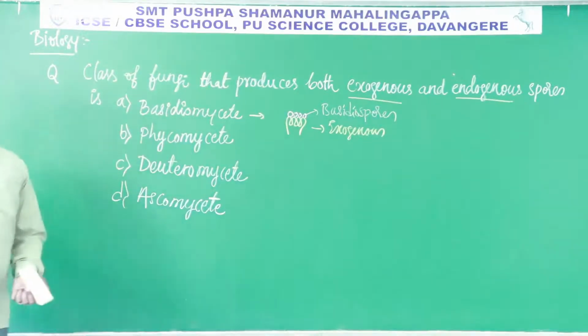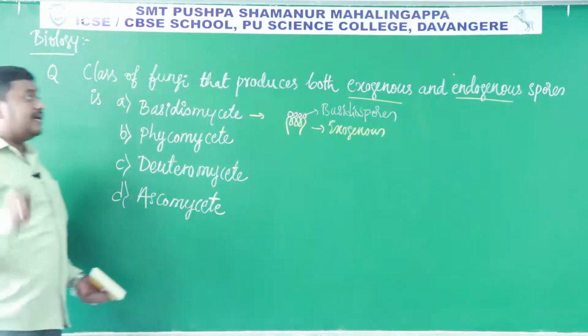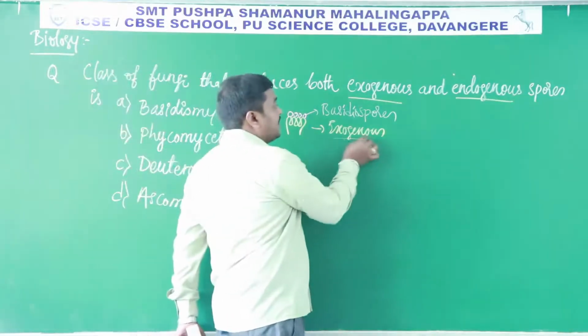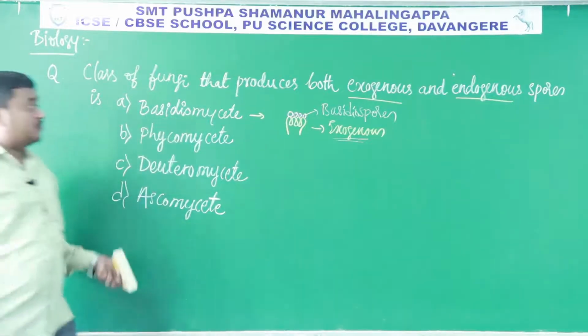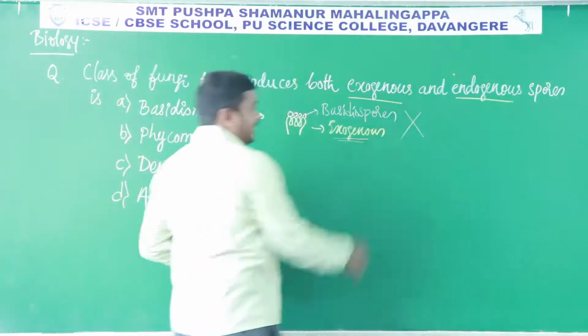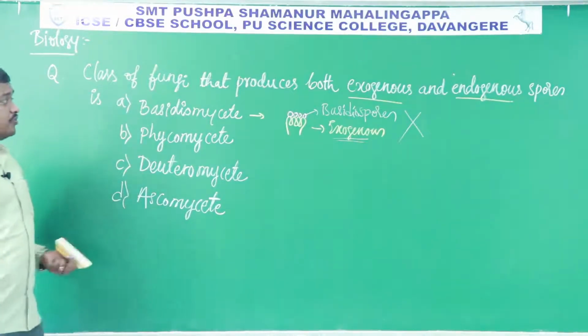So basidiomycetes reproduce only sexually, and the basidiospores are produced exogenously. They do not produce endogenous spores. So it is not the right answer then. Okay, next come to phycomycetes.